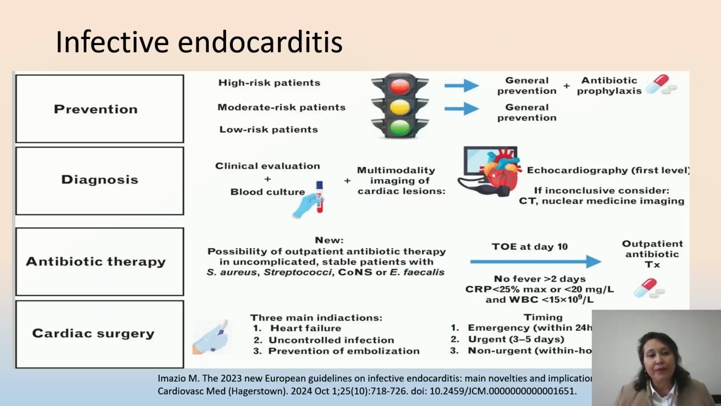In short, summarizing all data on infective endocarditis prevention, you can see that we recommend it just in case of high-risk patients, and we recommend general measures and antibiotic prophylaxis. For moderate risk patients, we recommend just general measures, and for low risk patients, we don't recommend anything. I wanted to emphasize that antibiotic prophylaxis we recommend just in case of high-risk patients.